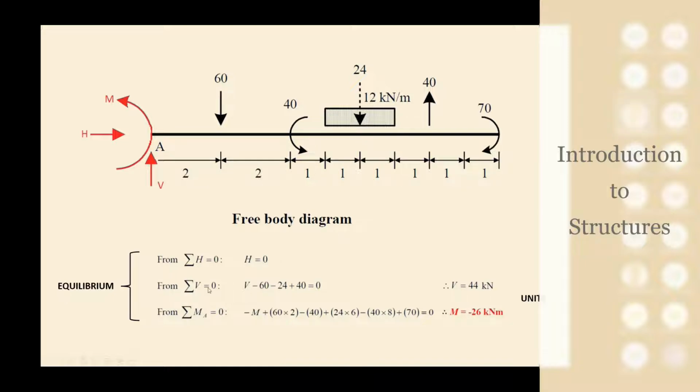When we do the summation of forces in the vertical direction, we need to take into consideration the sign of the forces. This is the reason why in this equation V, the reaction we are calculating, is positive, because we have chosen to give the force this positive direction. 60 is negative because it's coming down. 24, the equivalent punctual load for the UDL, is a negative force. 40 is positive because it's going up, and all of this is equal to 0.